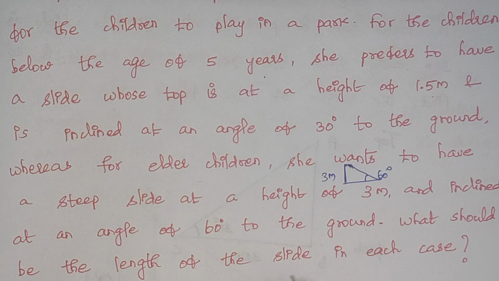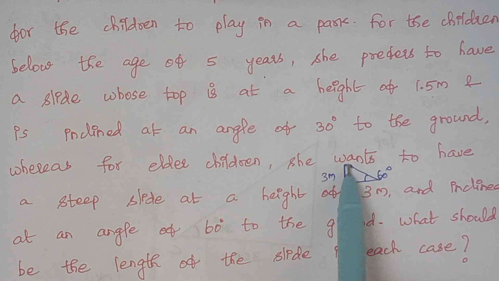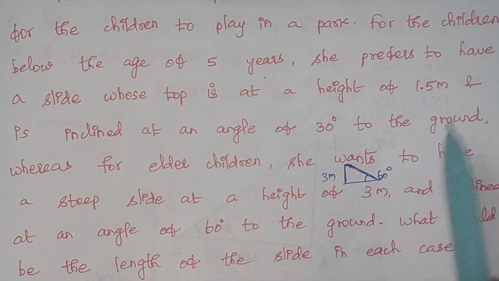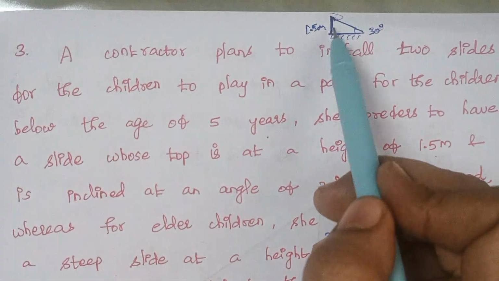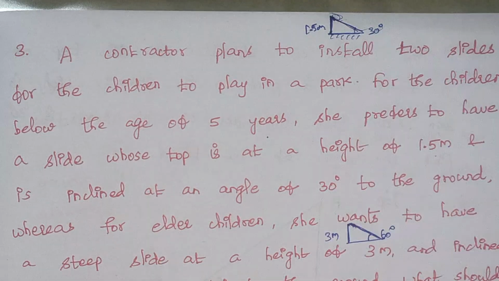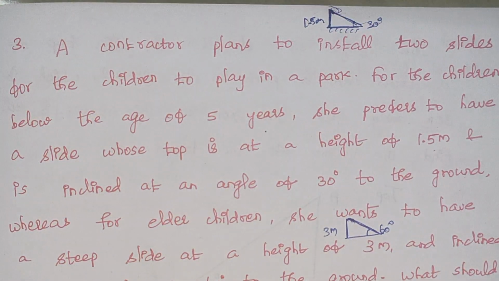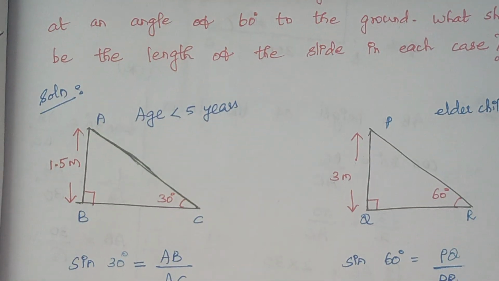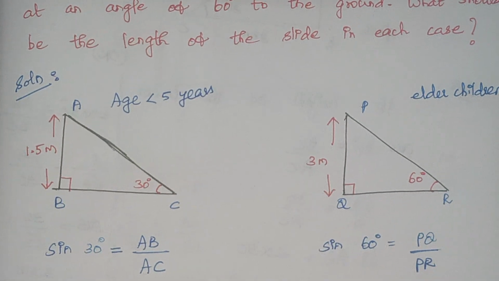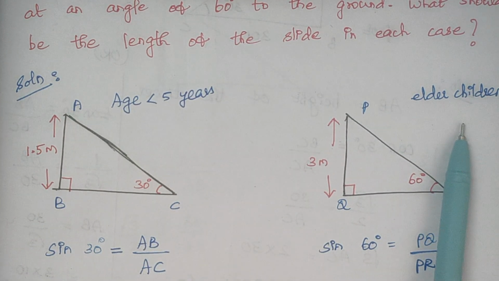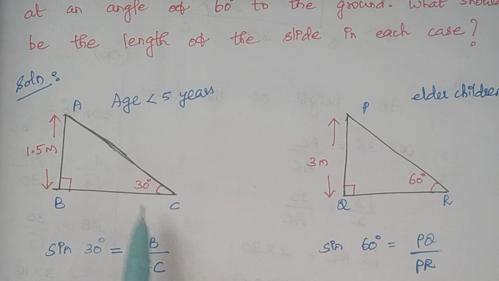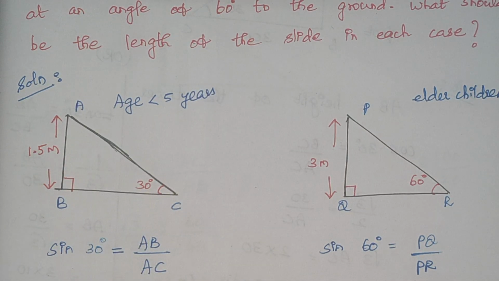What should be the length of the slide in each case? Now we are expected to find the value of the slide. Okay, this is your slide and here in this part, this is your slide. Right, it's very simple. So just draw the diagram here. You see, this is for age less than 5 years and this is for elder children. Right, so here we need AC. So how to find AC?